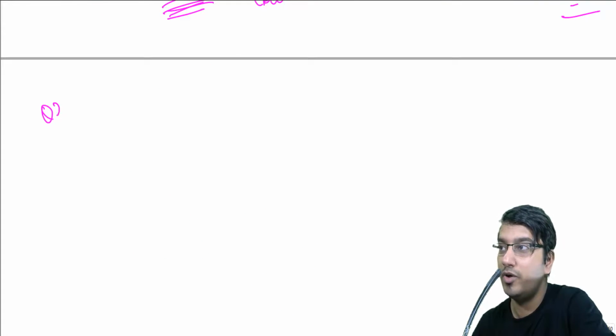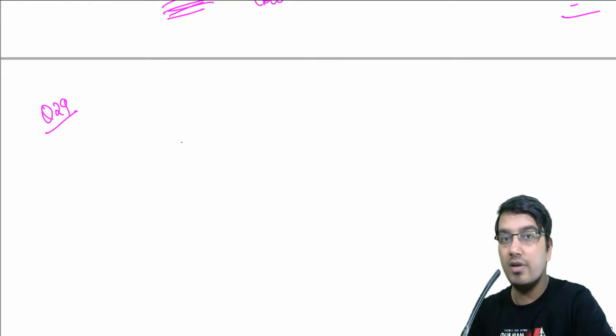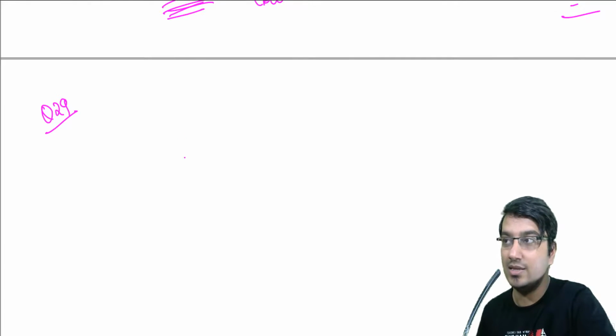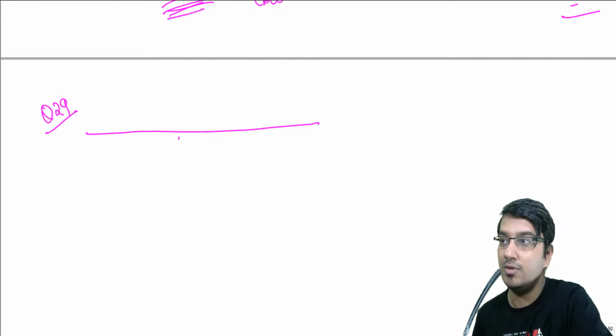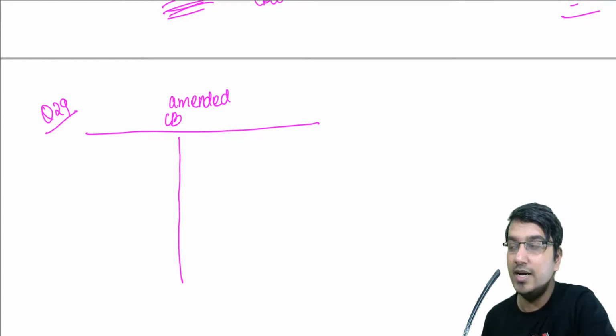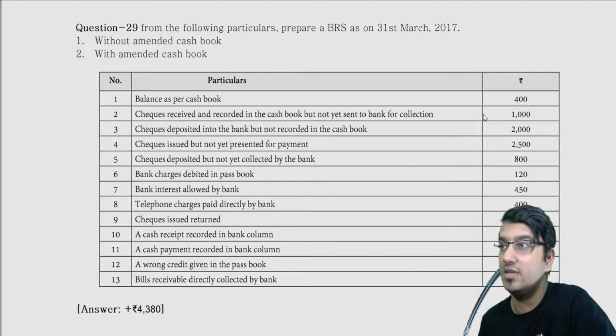We'll solve question number 29 now. So homework will be preparing through the old method. Here we are solving question number 29 as per the amended cash book method. So they have said cash book balance is 400. Okay. Check received and recorded in cash book, not a mistake.